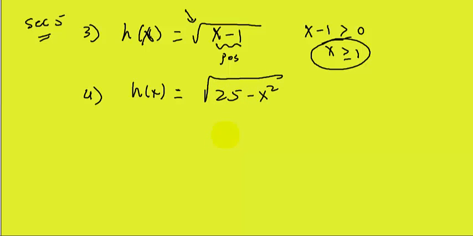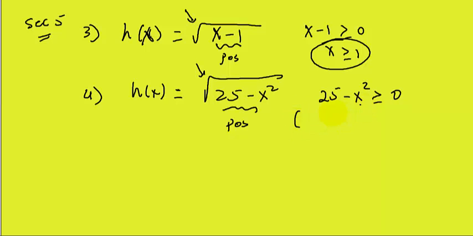Again, I have a square root. That means this has to be positive. Otherwise, I can't take the square root of anything. So I'm going to set 25 minus x squared greater than or equal to 0, and I have to solve for x. But I can't because it's a quadratic, so I have to do number line analysis.